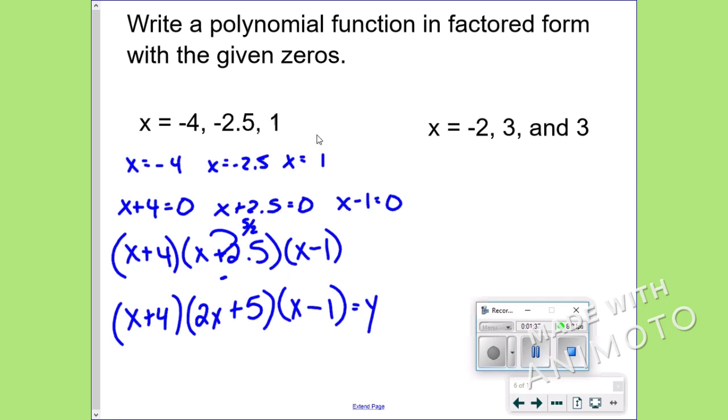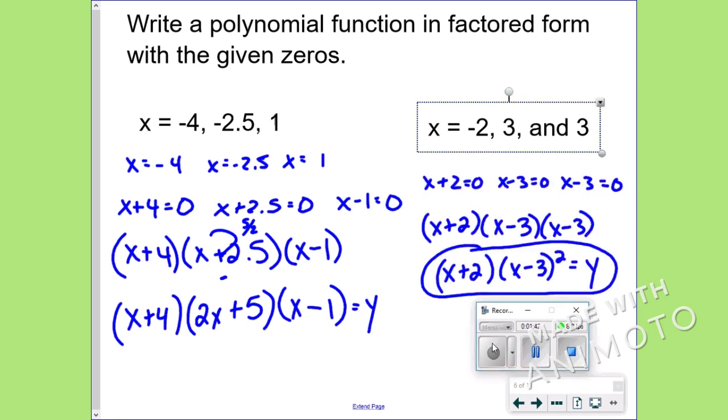So go ahead, pause the video and try the second example. And there you have it. It is x plus 2 times x minus 3 squared equals 2y. And all of the work is shown there if you need to pause it and check it out.